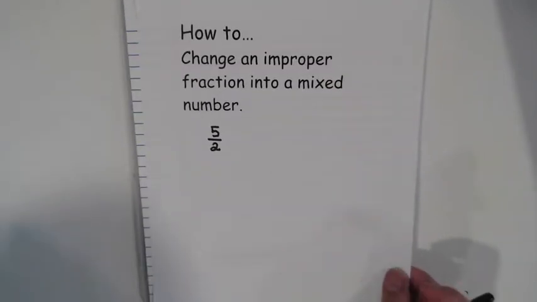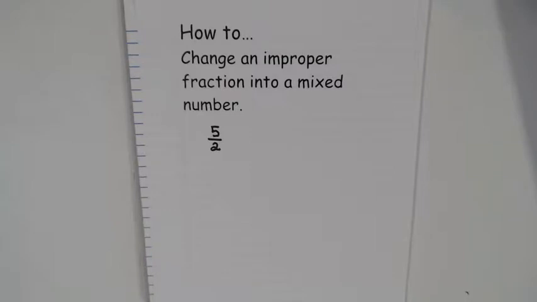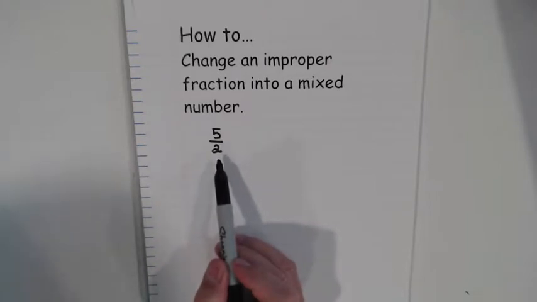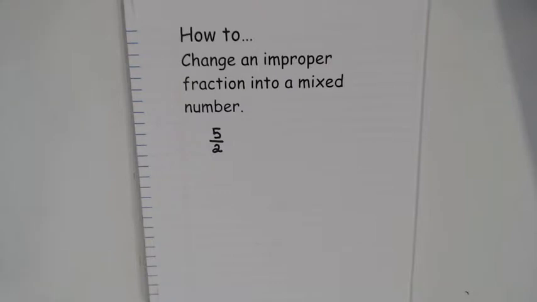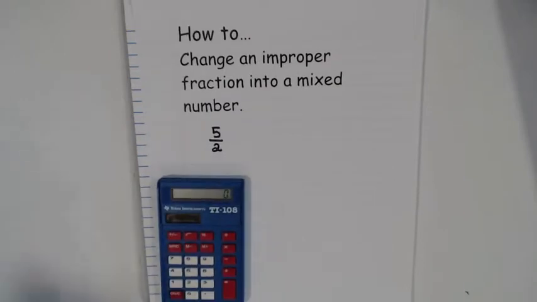We're going to use a real simple example here. 5 halves is my improper fraction because the top number is bigger than the bottom number. And what we're going to use is long division to change this into a mixed number. And remember, a mixed number has the whole number part or the integer in front and the fraction part right behind it. It's really written as a sum.